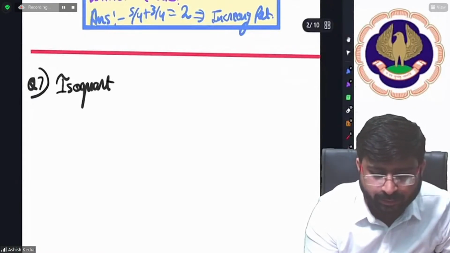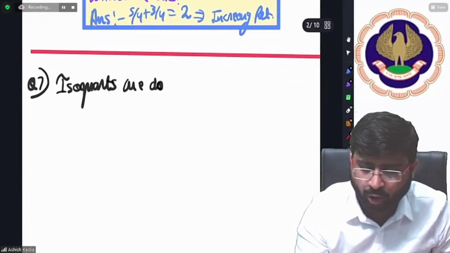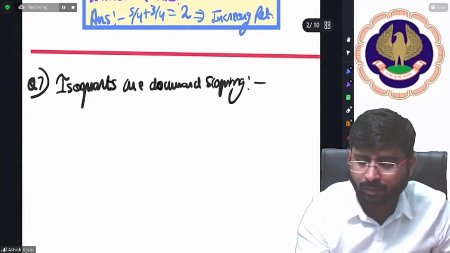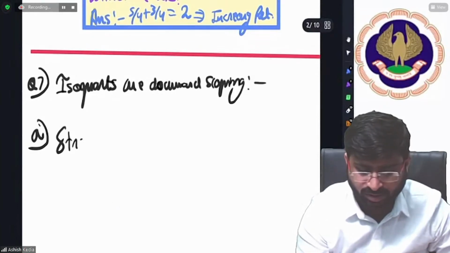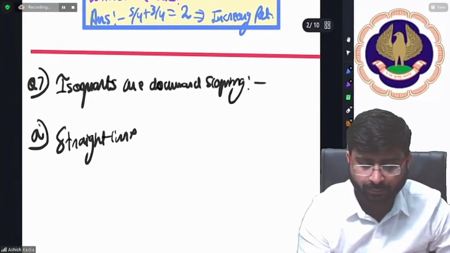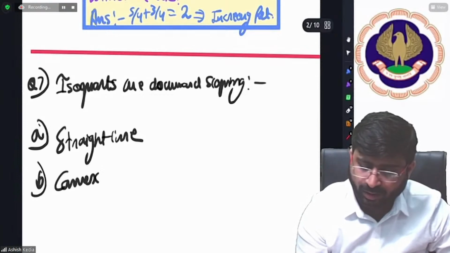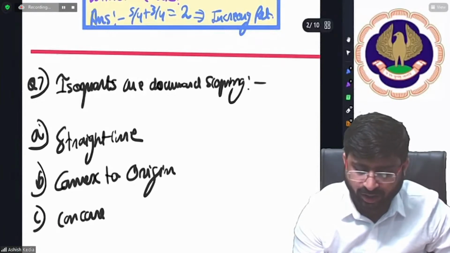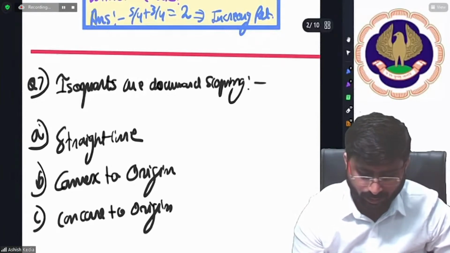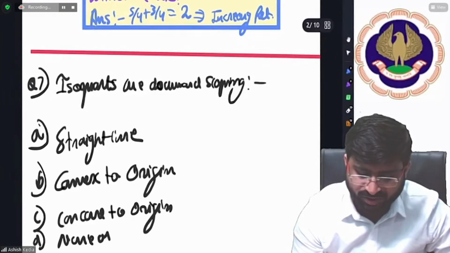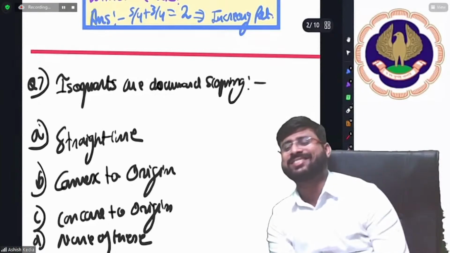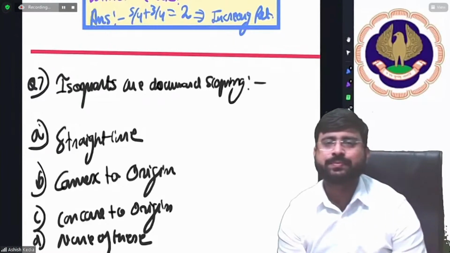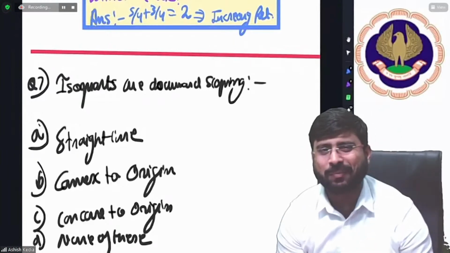Isoquants are downward sloping. Option A, straight line. B, convex to origin. C, concave to origin. D, none of these. What say, my dear friends? What do you think is the correct answer? Come on, friends. What do you think about isoquants?